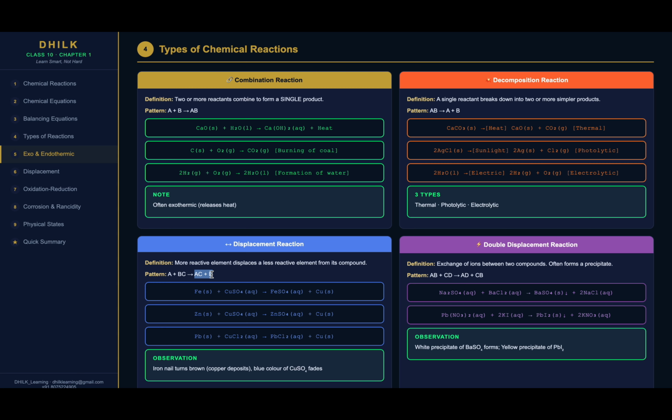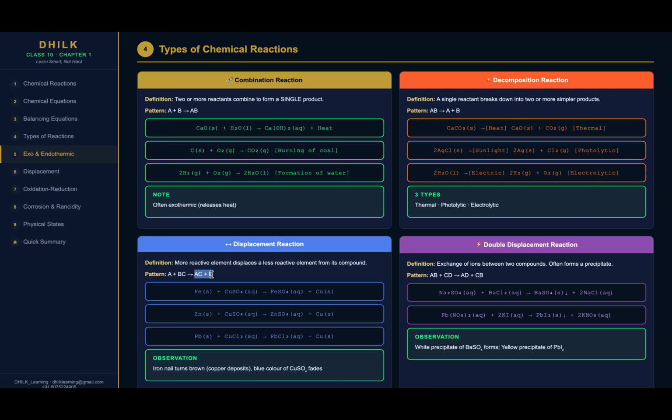A classic example from your NCERT text is an iron nail dipped in a copper sulfate solution. Iron is more reactive than copper. So iron pushes copper out of the copper sulfate solution. The iron nail turns brown because copper is depositing on it, and the blue color of the copper sulfate solution slowly fades because copper is leaving the solution. So what happened here? There are two metals, iron and copper, but iron is the most reactive. Iron is the strongest one and copper is the weakest one.